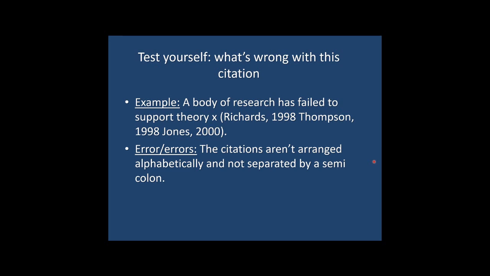Hopefully you've spotted two errors in the above citation. The first thing is that the chain of sources in this citation are not organised alphabetically. You can see we've got Jones at the end here, where really that should have been the first citation in the chain. The second error is that the different sources are not separated by a semicolon. So you can see, first of all, we should have had a semicolon between 1998 and Thompson, because Richard's 1998 and Thompson 1998 are two different sources.